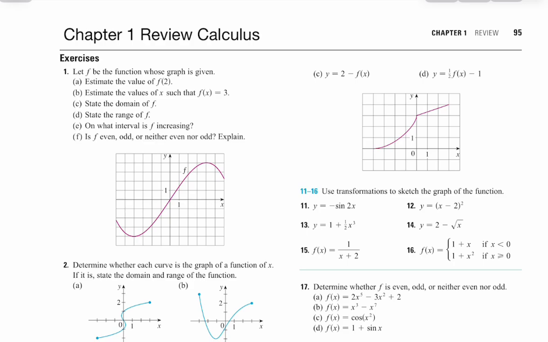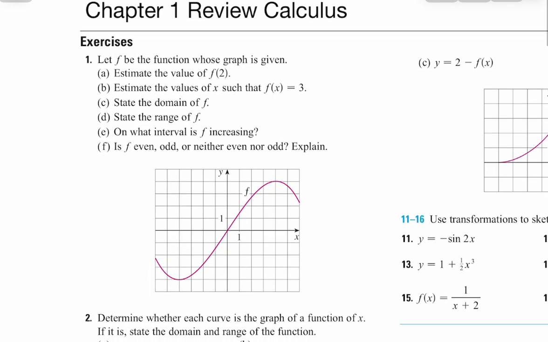Okay, so let's take a look at problem number 1. It says, let f be a function whose graph is given. Estimate the value of f of 2. So be careful, where is your x and y axis, so you don't end up counting wonky. And if we look at f of 2, it looks to be roughly here, which to me is probably about 2.7. Now, if you said 2.6 or 2.8, roughly 2.7.